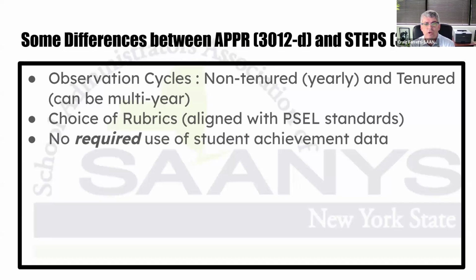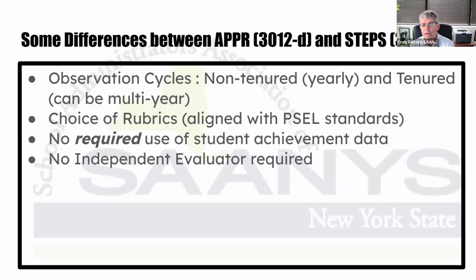Different from APPR, there's no required use of student achievement data. Again, you can use student achievement data. We'll talk about that in a bit, but you are not required to use any student scores as part of the evaluation of principals in STEPS plans. Also, there's no independent evaluator required. Again, this was a component of APPR, which has gone away for STEPS plans. There's no independent evaluator needed to come in and do any work evaluating principals or teachers.